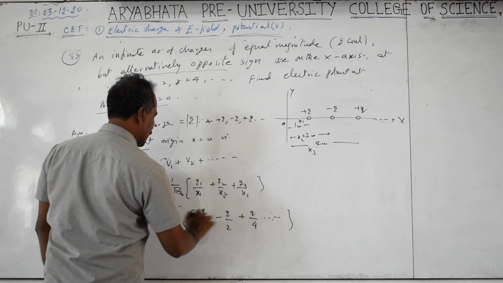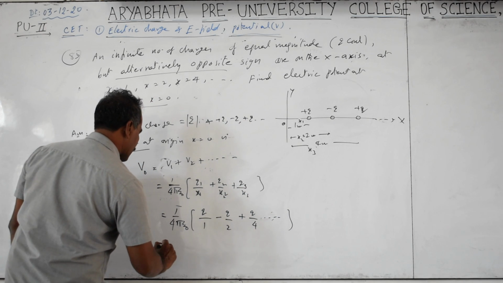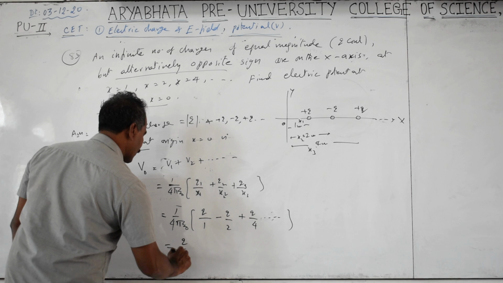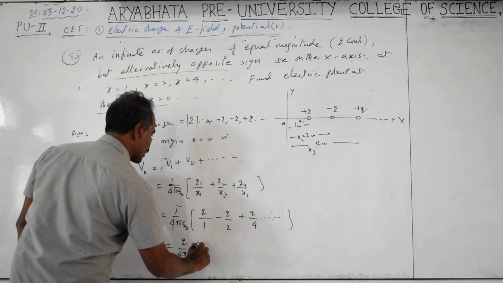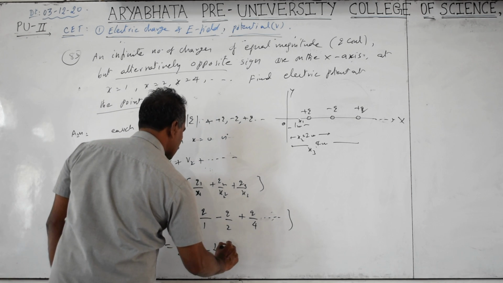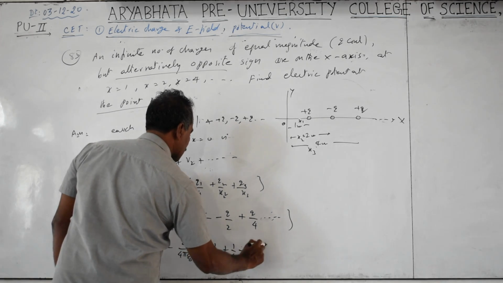This is a summation to infinity. Take q out as common. So you take out the common q by 4 pi epsilon naught into 1 minus half plus 1 by 4 minus, and so on.